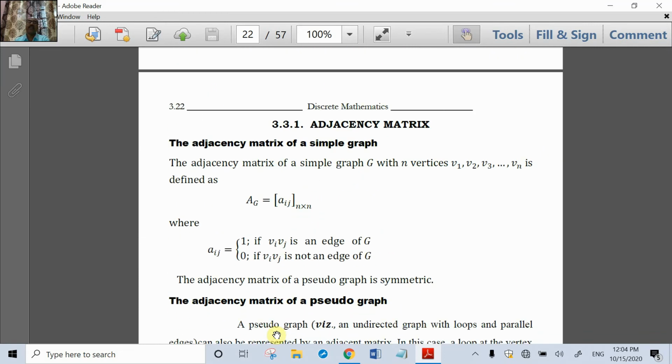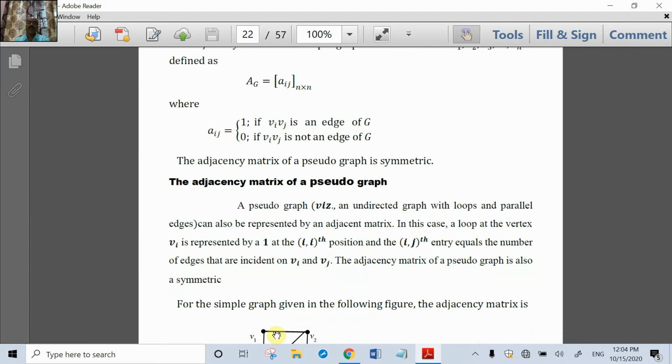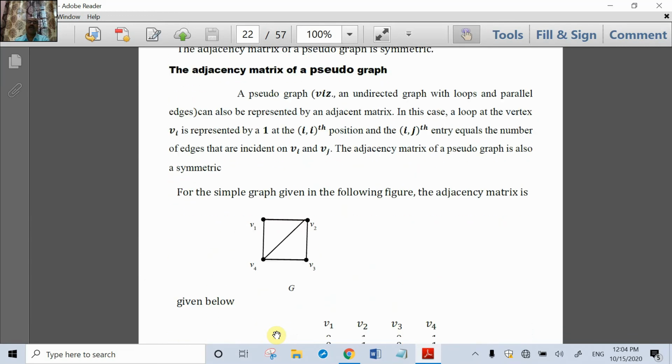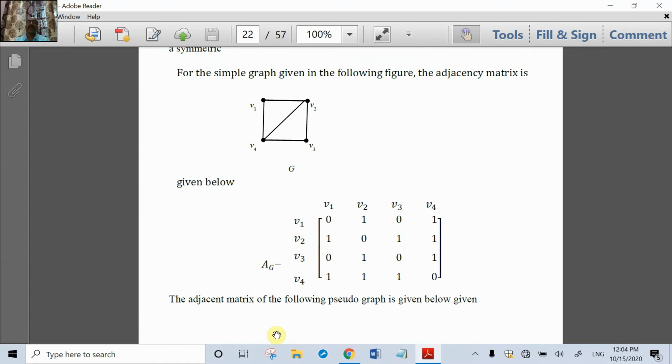Adjacency matrix: a_ij is one if vi and vj have an edge. If there is no edge, then it is 0. See, for this graph, V1, V2, V3, V4. V1 and V1, there is no edge, therefore 0. V1 to V2, there is an edge, 1. V1 to V3, no edge, 0. V1 to V4, 1. Similarly, if they are connected by an edge, we put 1, otherwise we put 0.